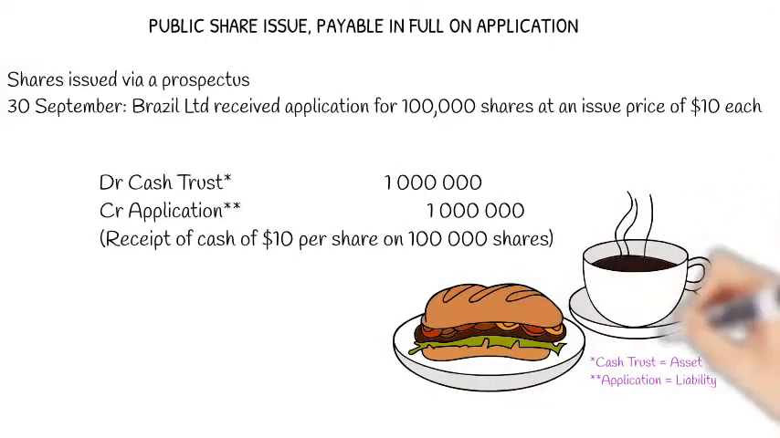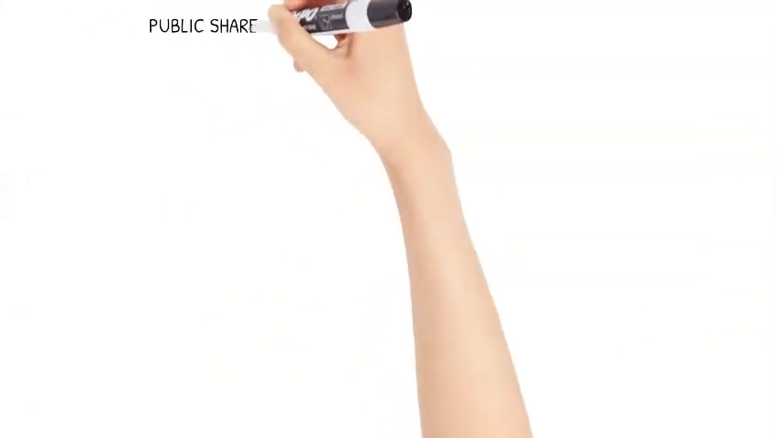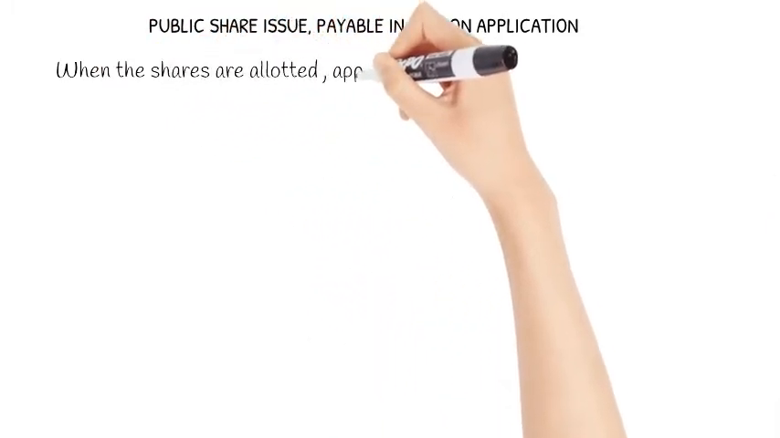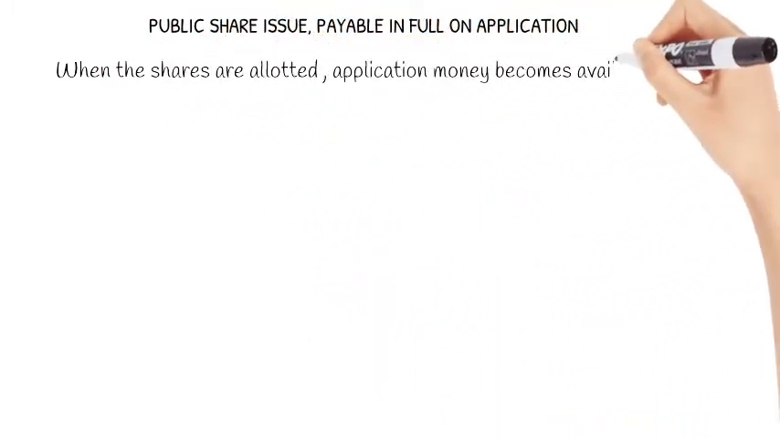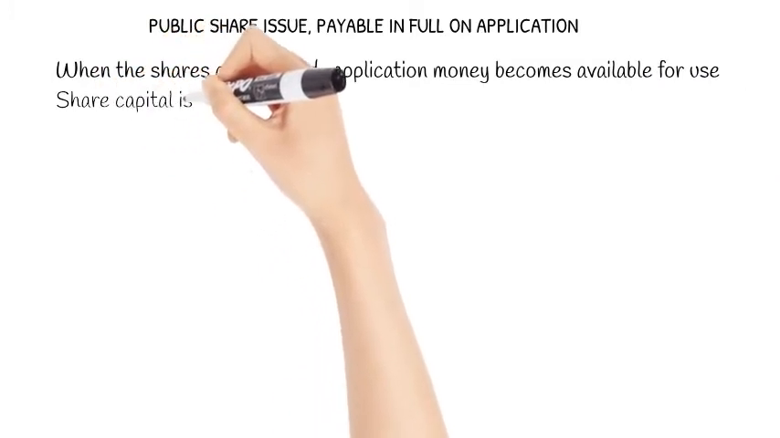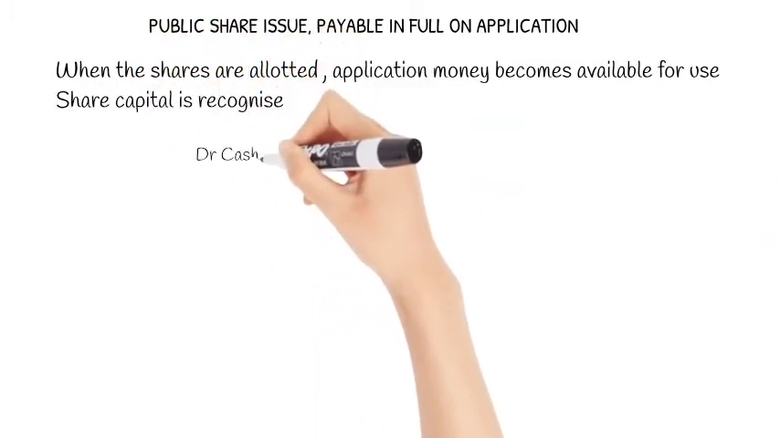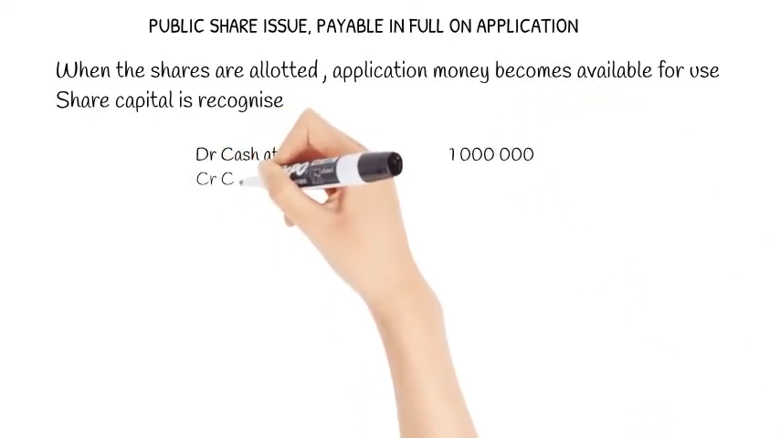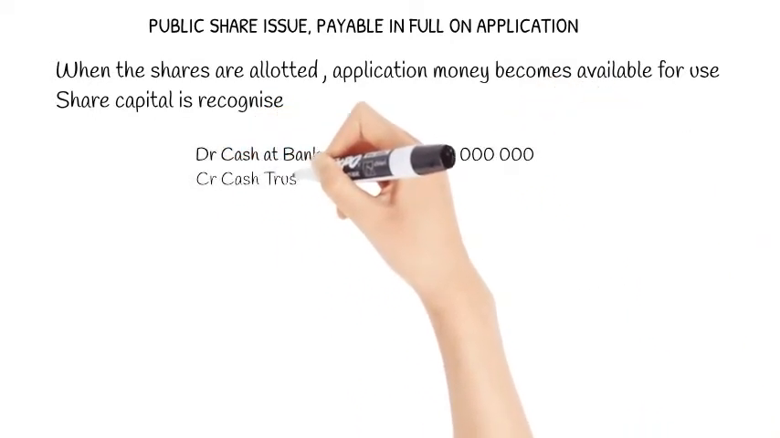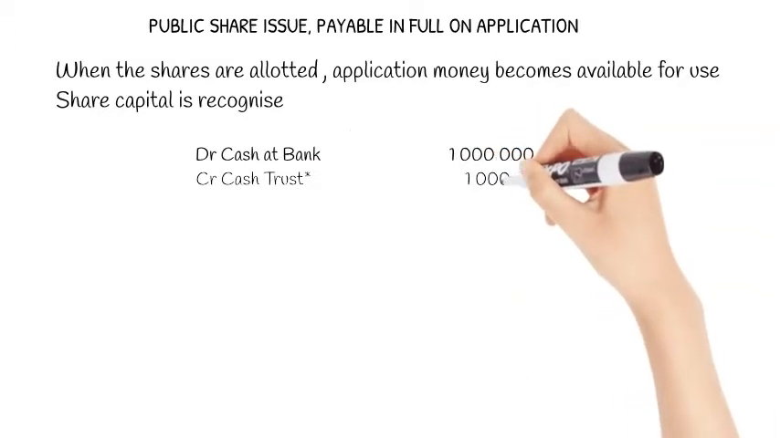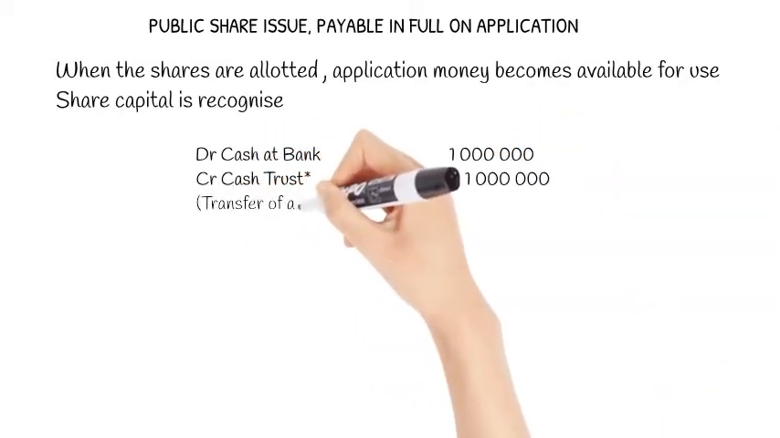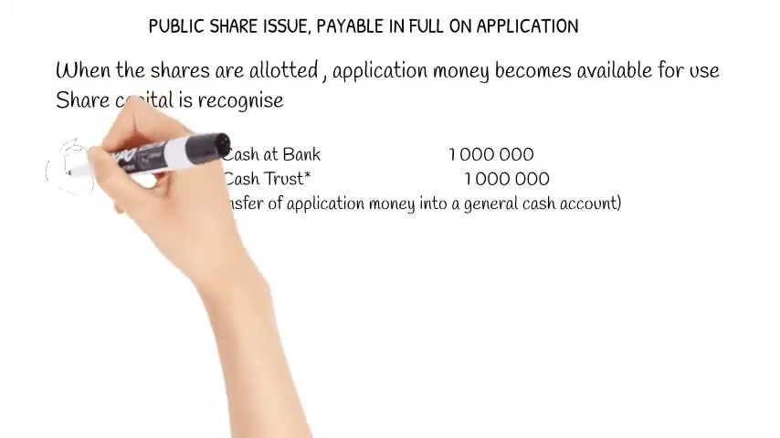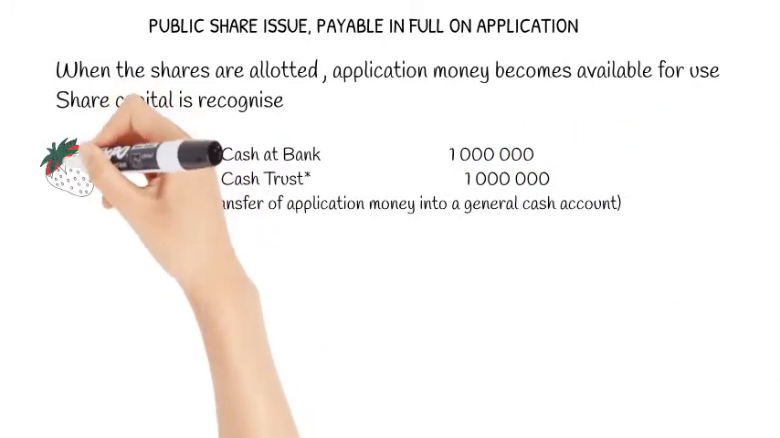Next, when the shares are allotted, application money becomes available for use. This is where shares are recognized. So we need to firstly transfer money out from the cash trust account into our cash at bank account. To do so, we debit cash at bank, credit cash trust account. Remember, we previously debited cash trust account, so we need to credit the cash trust account to transfer the application money into the general cash account, so the company can now use the money.